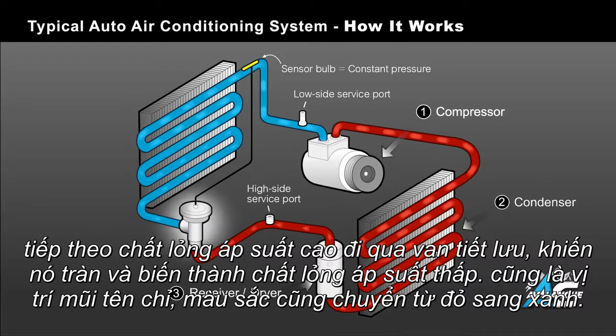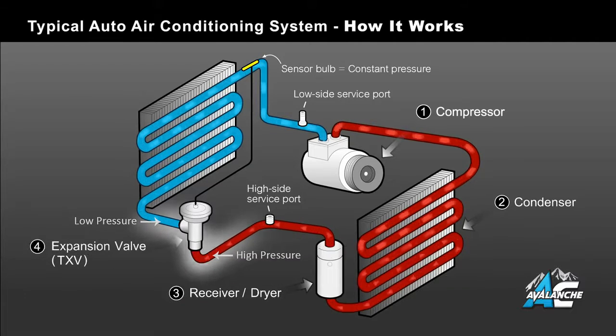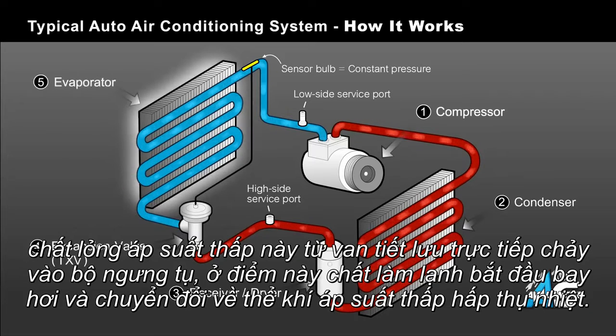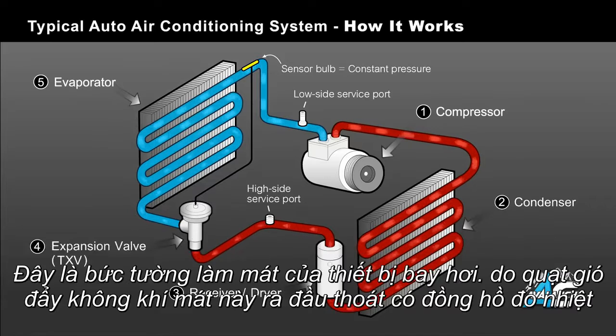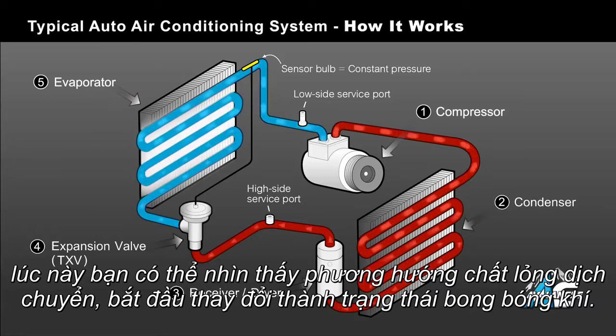Next, this high-pressure liquid passes through the expansion valve, allowing it to expand and turn into a low-pressure liquid, as indicated in our color change from red to blue. This low-pressure liquid flows from the expansion valve directly into the evaporator, at which point it begins to boil and turn back into a low-pressure gas, absorbing heat as it does so. This chills the walls of the evaporator, and the blower motor pushes this cool air through the vehicle's dashboard vents. As you can see, the liquid arrows turn back into a gas as indicated by bubbles.